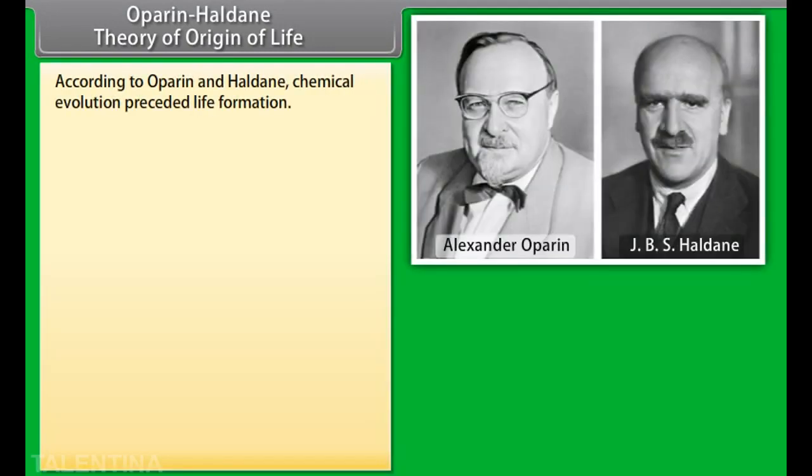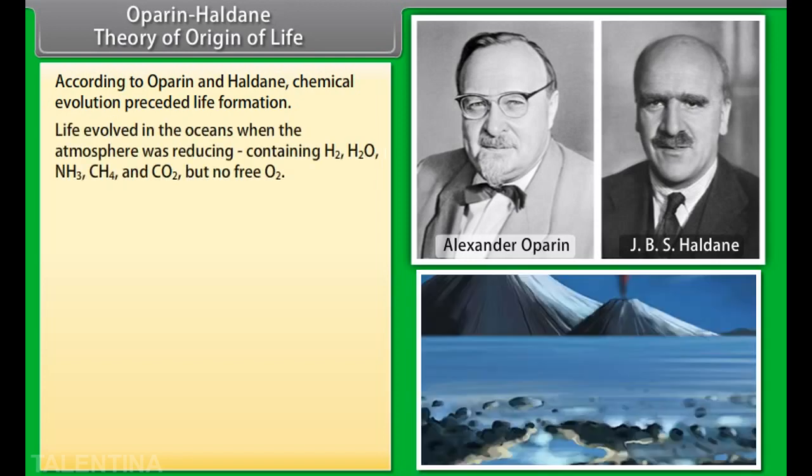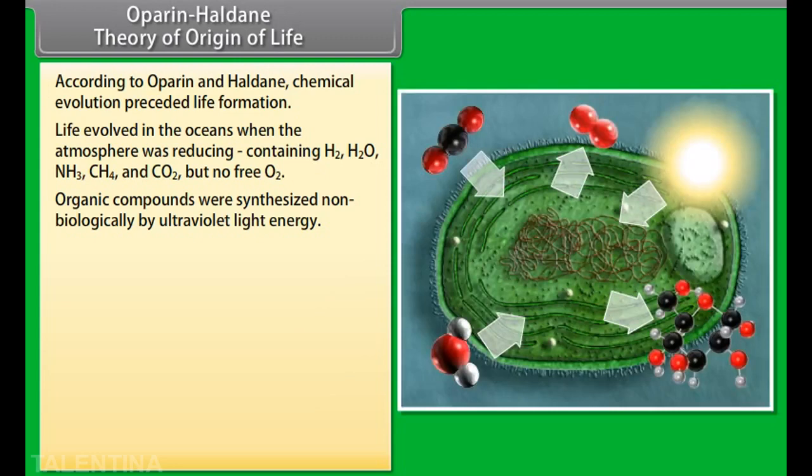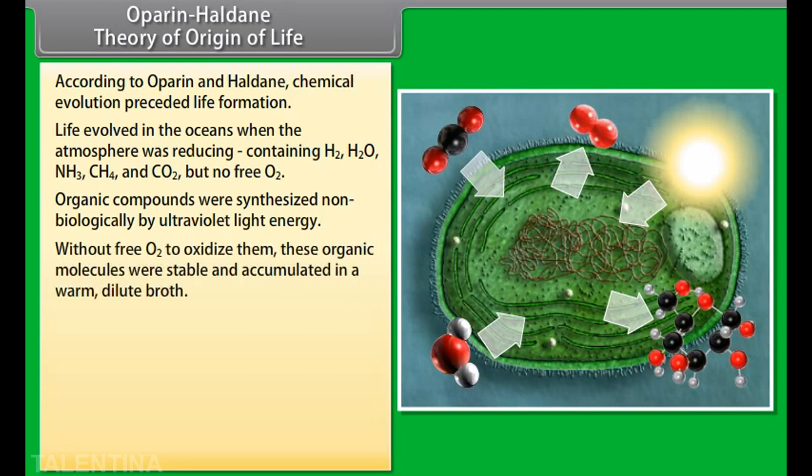Oparin and Haldane theory of origin of life. According to Oparin and Haldane, chemical evolution preceded life formation. Life evolved in the oceans when the atmosphere was reducing, containing H2, H2O, NH3, CH4, and CO2, but no free O2. Organic compounds were synthesized non-biologically by ultraviolet light energy. Without free O2 to oxidize them, these organic molecules were stable and accumulated in a warm, dilute broth.